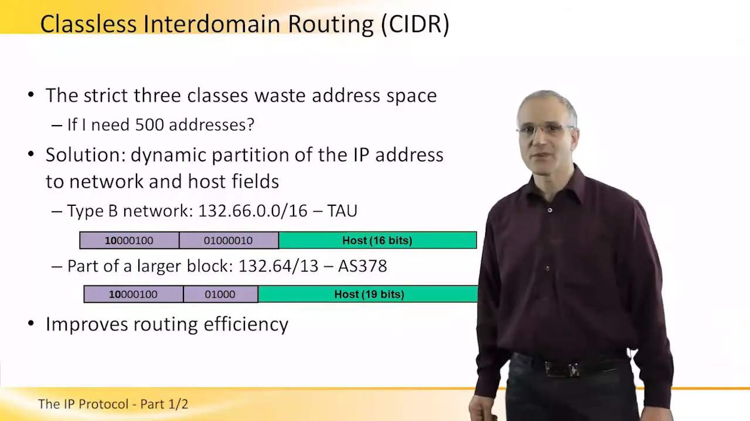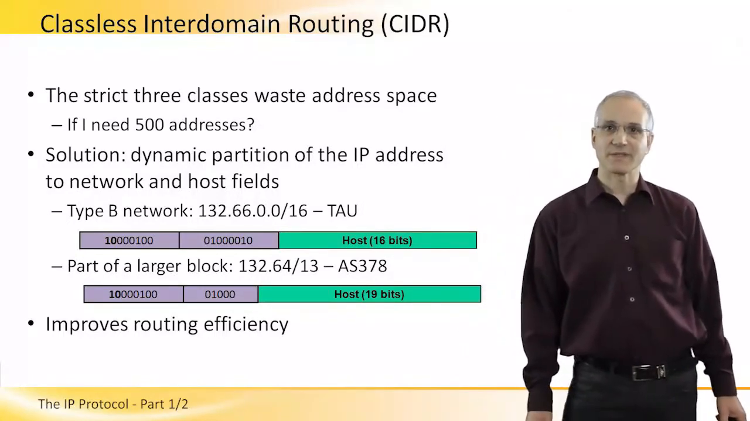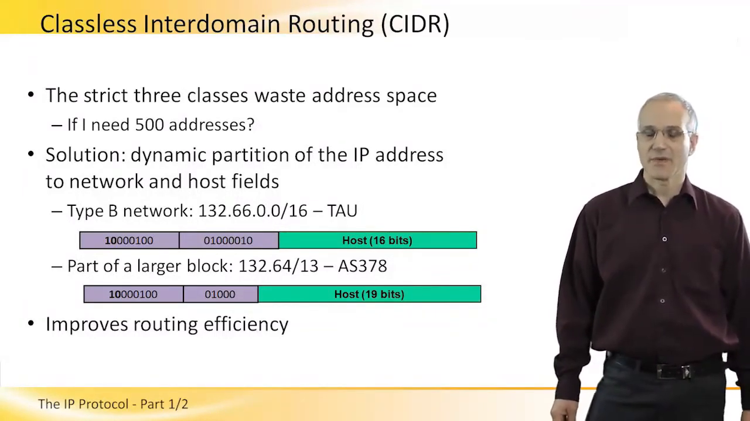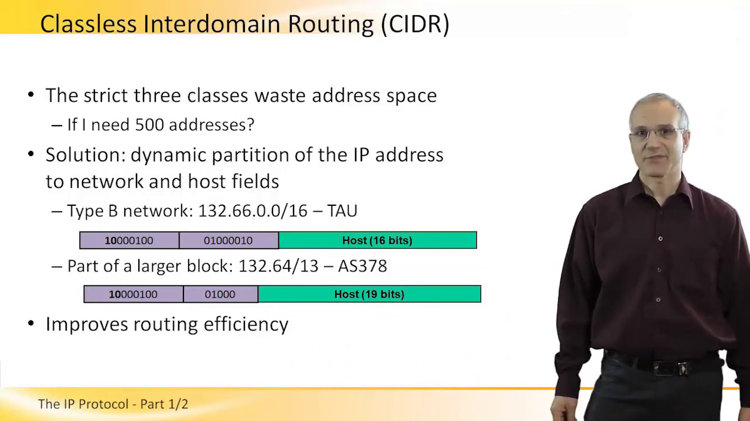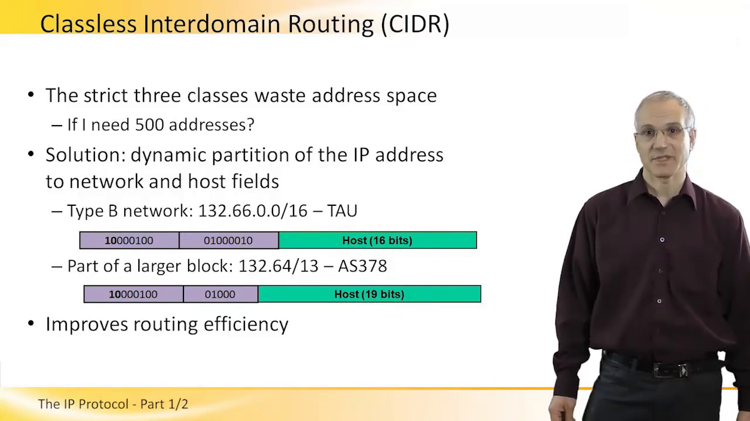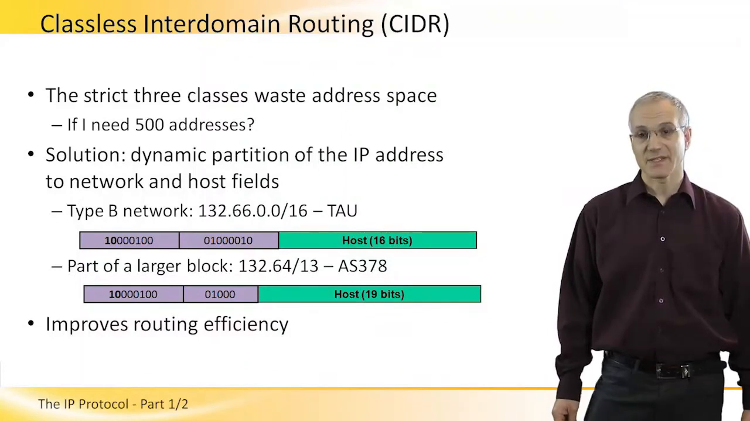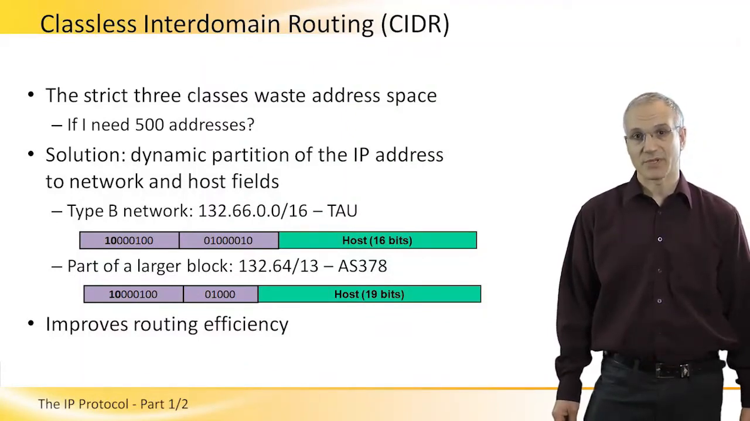The strict division of networks into 3 classes wastes address space. Suppose, for example, that I need 500 addresses for my network. I have 2 options. One to take 2 class C addresses, and one to take 1 class B address. In the second case, I'm wasting a lot of address space that I'm not going to use. In the first case, I burden the routing protocol because now I occupy 2 entries in routing tables. The solution came with something called CIDR, which dynamically partitions the IP address to network and host address.